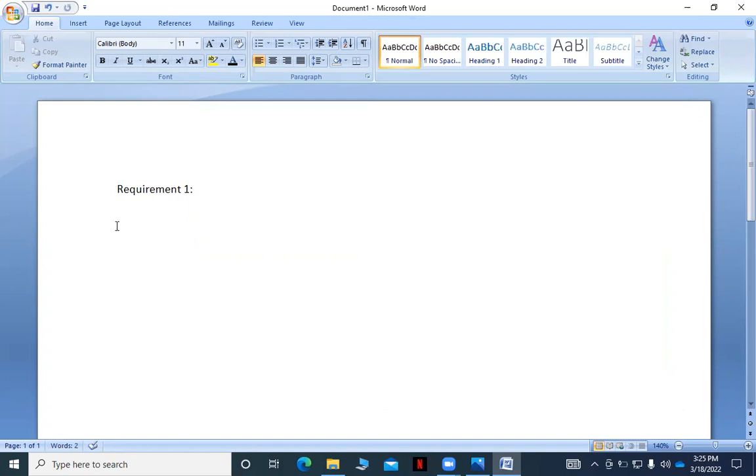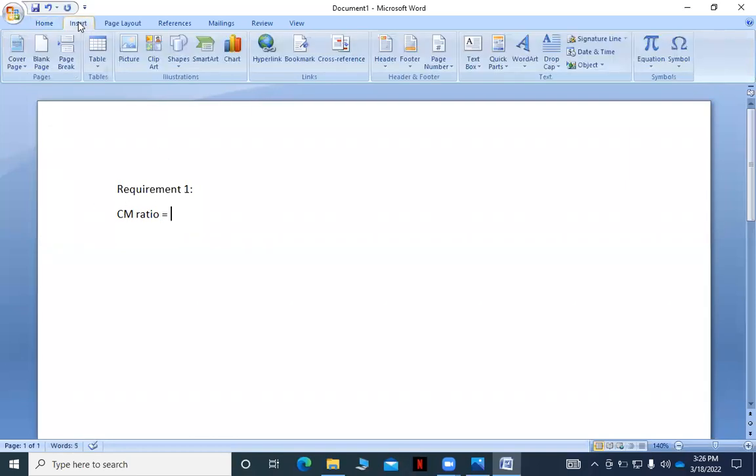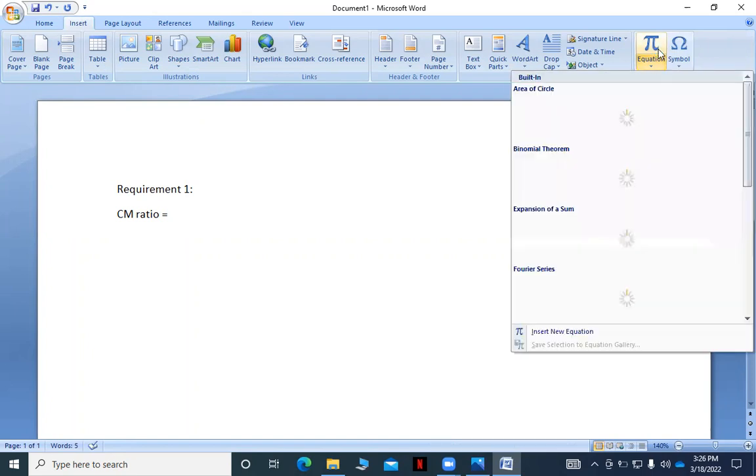So we know the CM ratio formula is contribution margin divided by sales. Contribution margin divided by sales, then we'll multiply it by 100, then we'll get the CM ratio. So let's write the CM ratio. CM ratio equal to, or we call it the contribution margin ratio. Contribution margin ratio equal to contribution margin divided by sales.